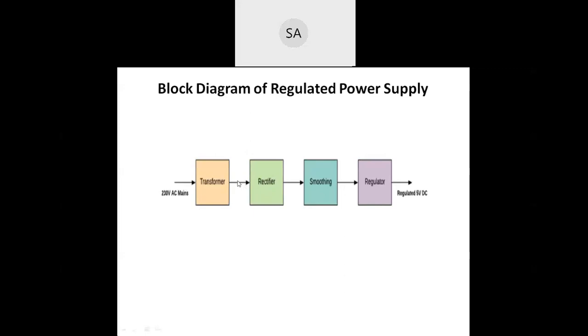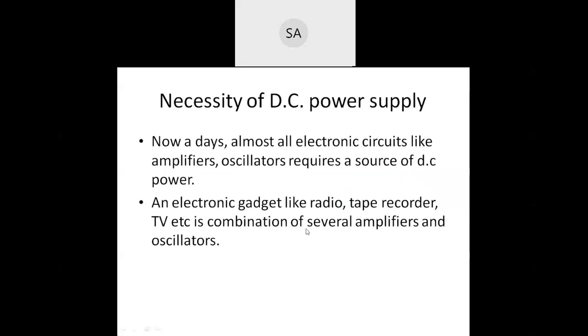So this transformer is of two types, either step up or step down. If the step up transformer is used, the applied voltage will increase. If the step down transformer is used, the applied voltage will decrease. But that is in the AC only. This AC signal is converted into DC by means of a rectifier. So you have to discuss the rectifier.